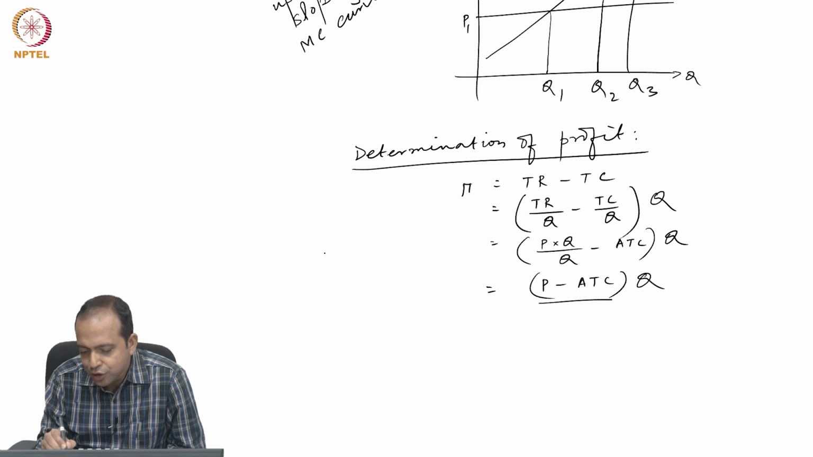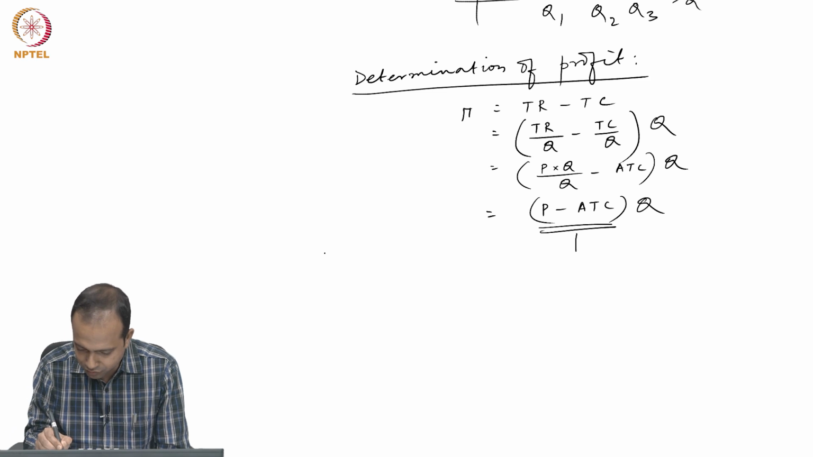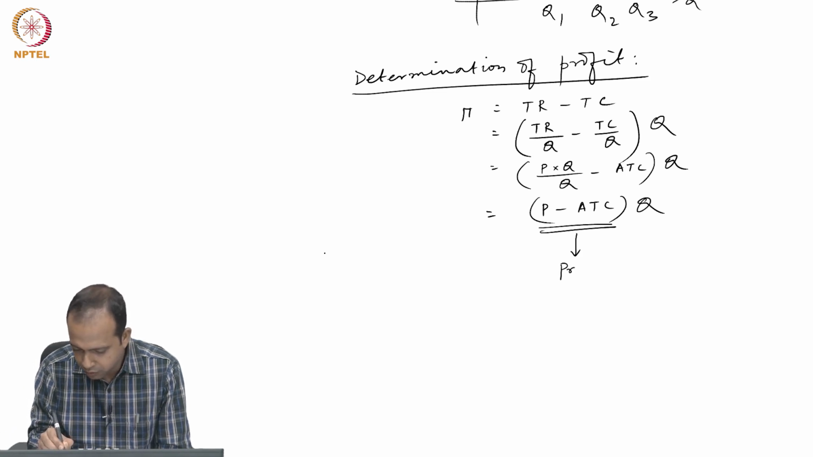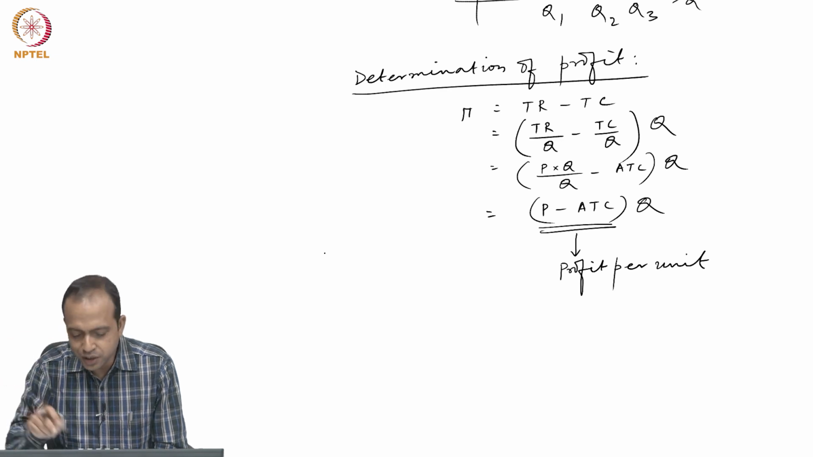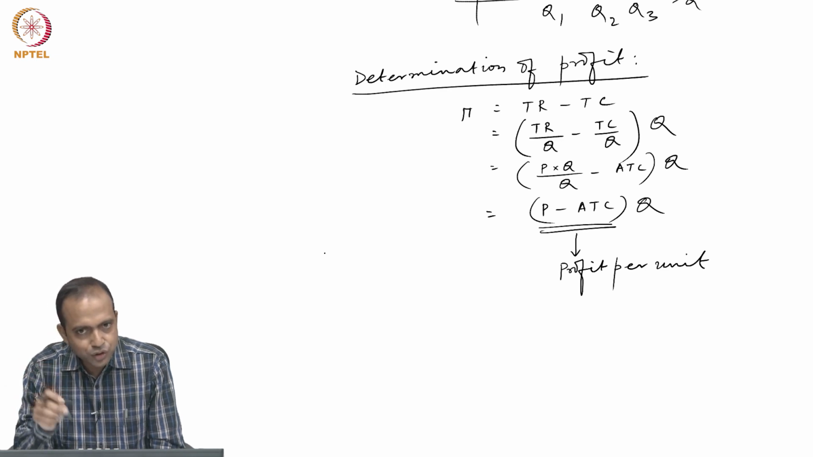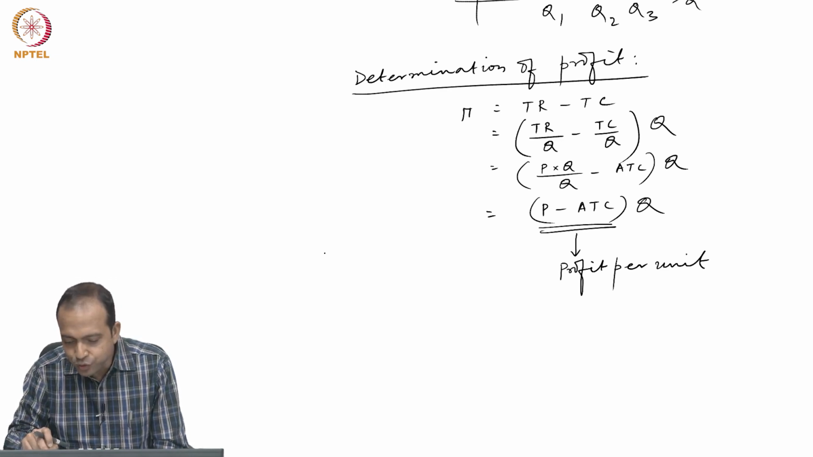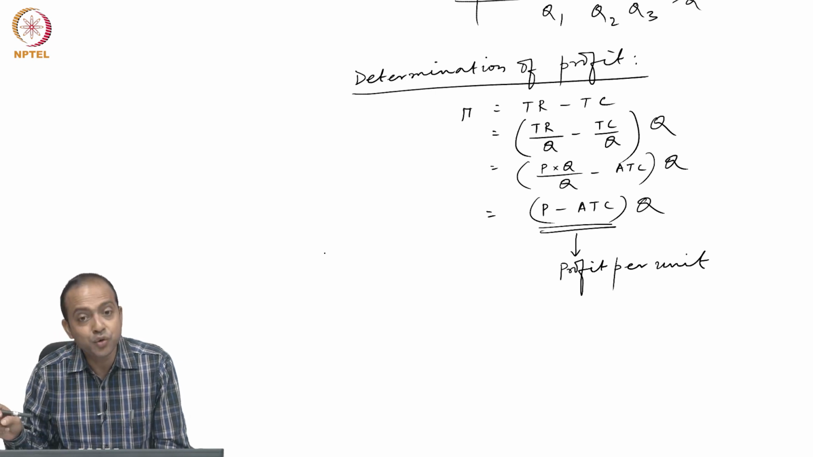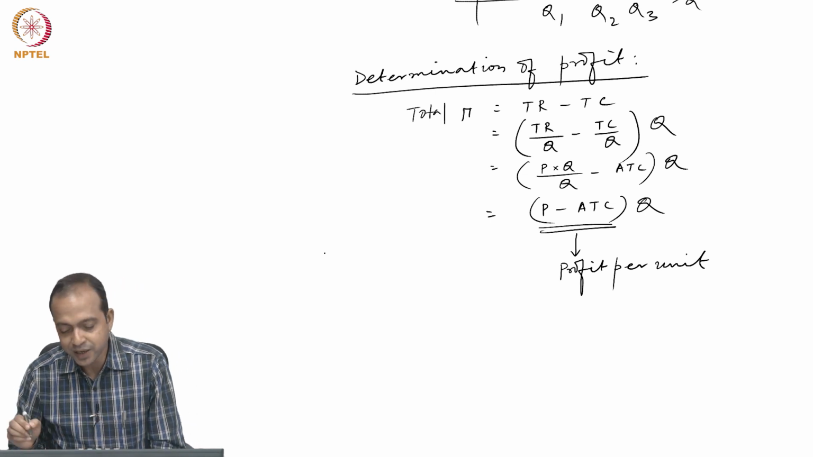and this is (P minus ATC) multiplied by Q. So, the P minus ATC is the profit per unit. This is called profit per unit. Which is very easy. If you sell 1 unit, you will get revenue as P, and then what is the average cost? That is the cost of production for that unit. So, P minus ATC is basically the profit per unit, and then if you multiply that with total output, you will get total profit, or total pie I am dividing.